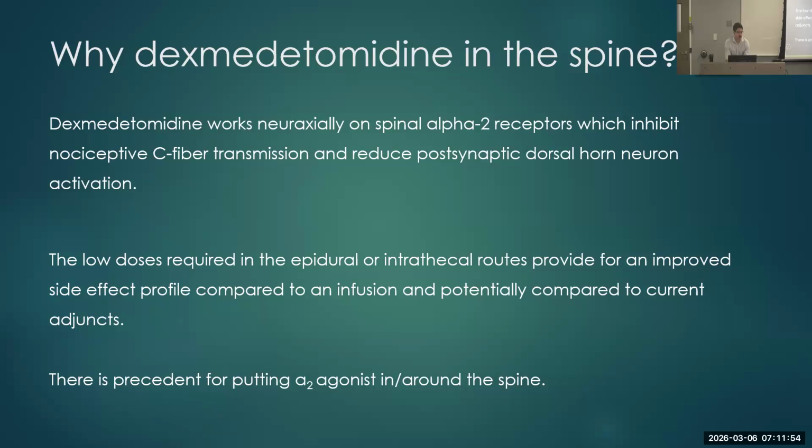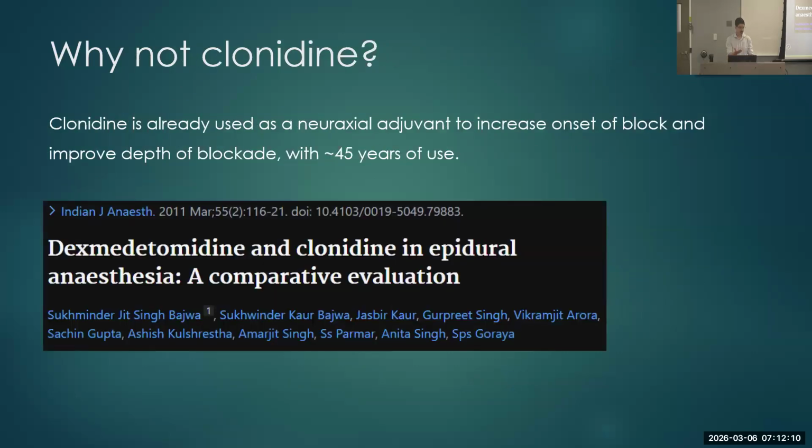But why else would we want to use Dexmed? The low doses that we would require in epidural neuraxial settings tend to give you a pretty good effect, but you don't see a lot of the side effects associated with it, as we'll go through. And there is precedent already for putting an alpha-2 agonist in or around the spine. We have clonidine. We've had clonidine since 1980, and people have been putting it in and around the spine shortly thereafter. It has a long history. It's generally considered safe. This isn't something that we usually worry too much about.